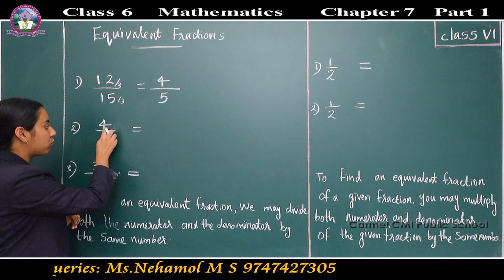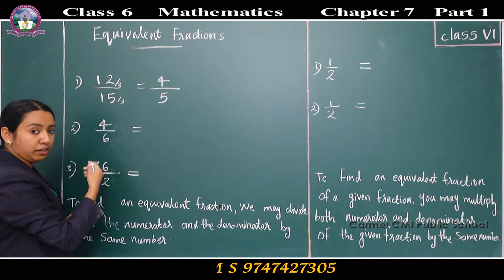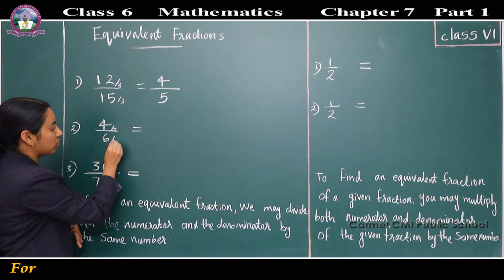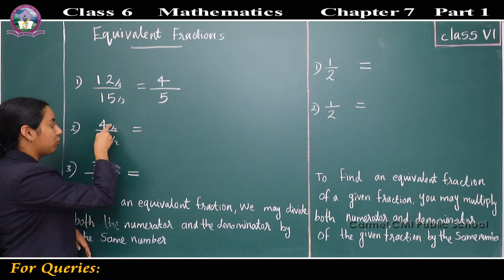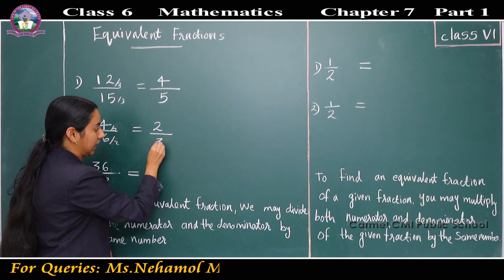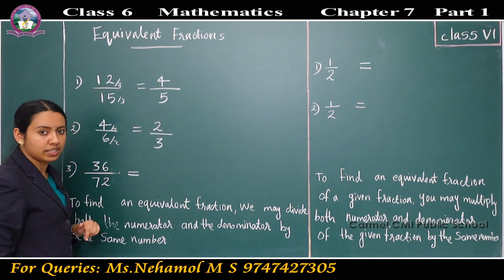Consider another example, 4 by 6. We have to find an equivalent fraction. Divide numerator and denominator by the same number. 4 is divisible by 2. 6 is also divisible by 2. 4 by 2 is 2. 6 by 2 is 3. 2 by 3 is an equivalent fraction of 4 by 6.